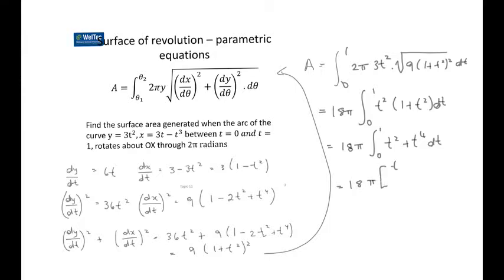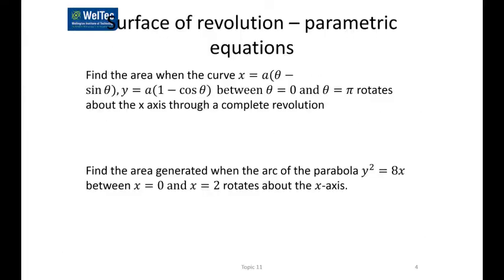So it'd be t cubed over 3 plus t to the 5 over 5 between 0 and 1, and that just becomes 18 pi times 8 over 15, which is 48 pi over 5. These two examples I will do in class.